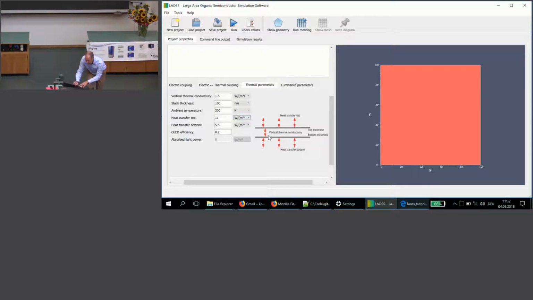And so we can choose two different heat transfer coefficients for the top and the bottom. It really depends on the situation of the OLED panel, what the surrounding is. Is it air? Yeah.